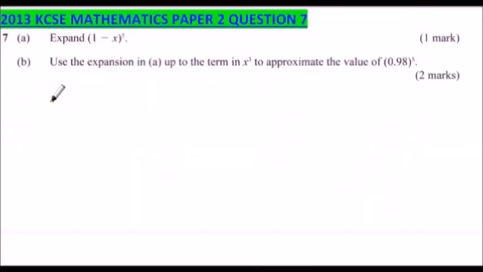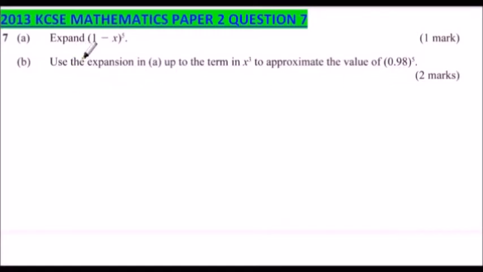So we have question number 7, 2013, Paper 2. We are told: A, expand 1 minus x to power 5, you get 1 mark. We have B, use the expansion in A up to the term x cubed to approximate the value of 0.98 to power 5, and you get 2 marks.